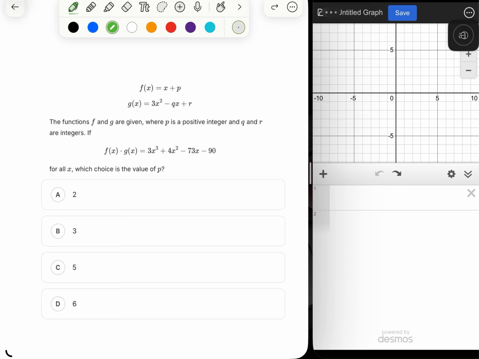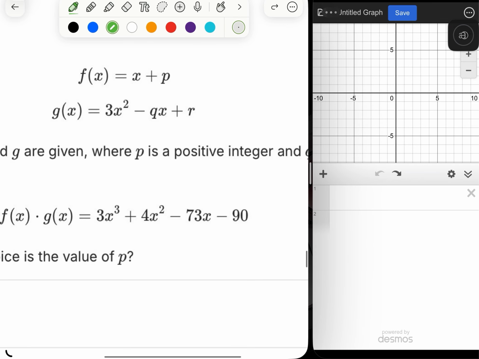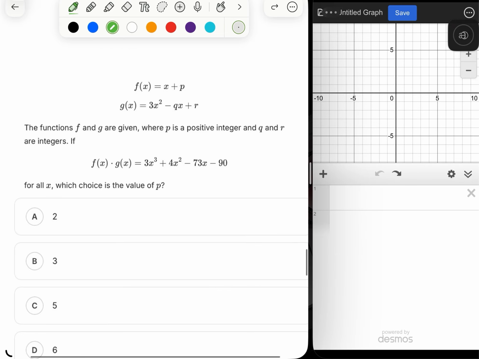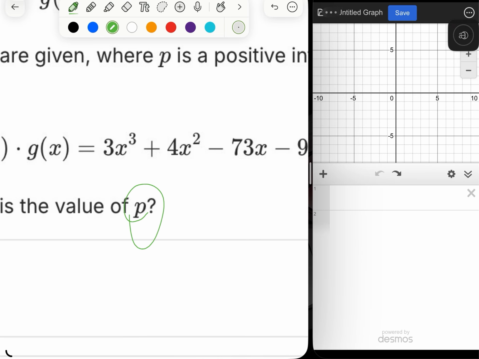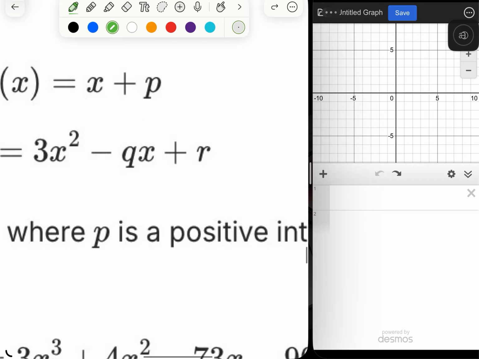Okay, so assuming you have actually looked at the problem by now, you'll notice what's tricky about this question is not that there's a lot of steps involved, but rather there's three constants. There's p, q, and r. And well, how are you going to find the value of one constant, p, if you don't know what these other ones are?